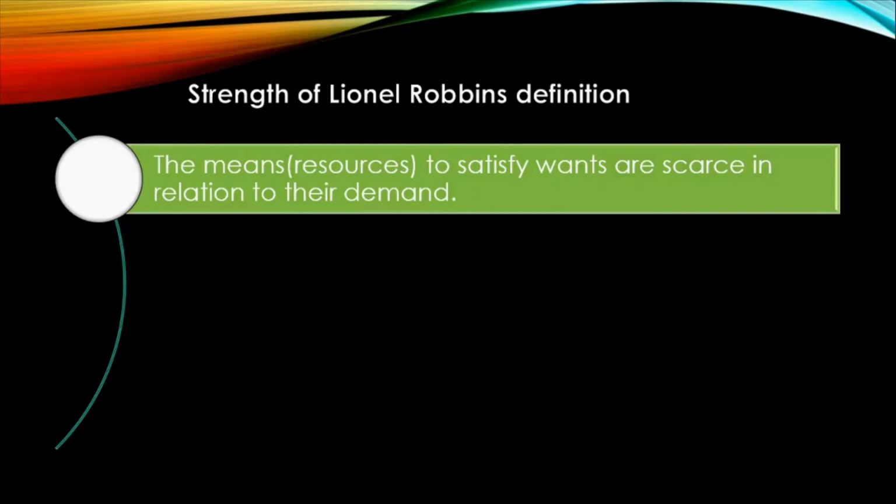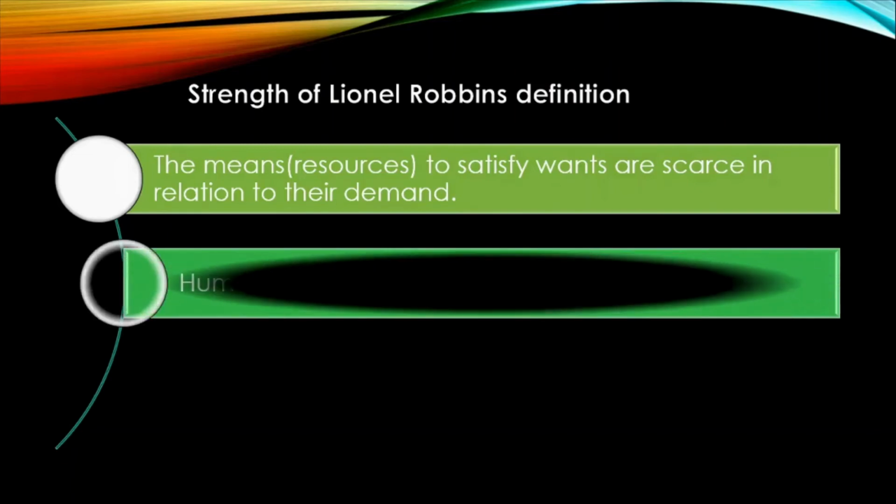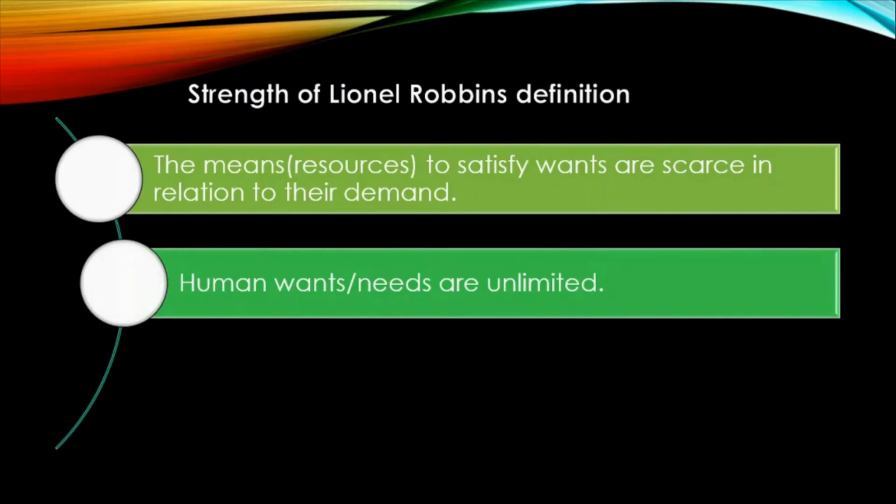Talk about land and capital. We have to use them sparingly simply because their demand exceeds their supply, and so their usage has to be economized. The second strength is that human wants or needs are unlimited, meaning that they are recurrent in nature. As we satisfy need A, need B crops up, so that makes them infinite in nature.